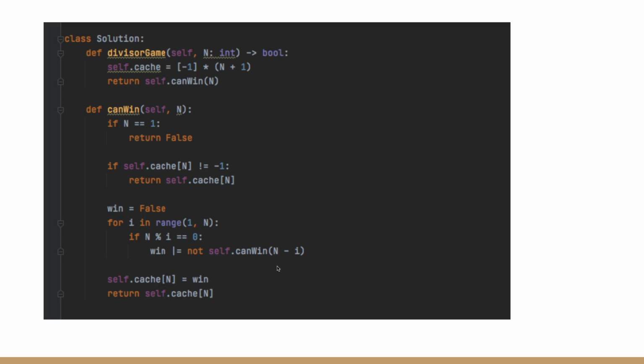And this is the options that my opponents have. So if this returns false, not false will be true. That means my opponents will lose, and then I will win. So if I can find one of the factors to make my opponents lose, then I'll win the game. And that's the key part of this recursive function, and that's how we win the game.